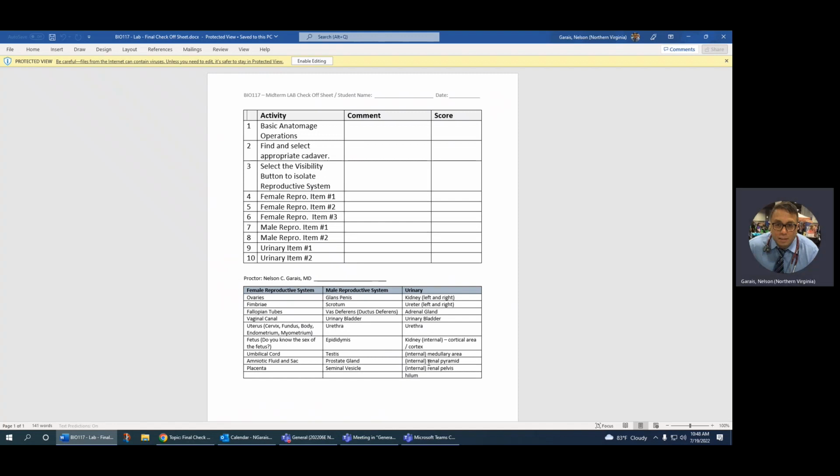I could ask to look at your internal kidney. I could ask you to cut open the kidney and identify which one is the cortex or the cortical area, which one is the internal or medullary area. Within the medullary area, you should be able to identify the renal pyramid and the renal pelvis, which is closer to the hilum. You should also know what three structures enter and exit the hilum. The three structures are your renal artery, renal vein, and your ureter.